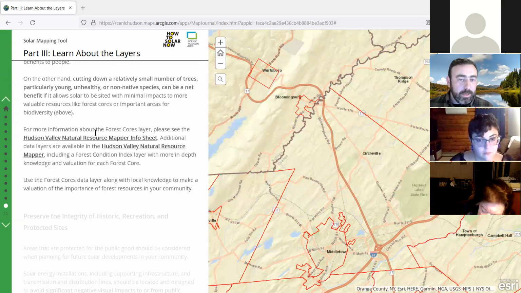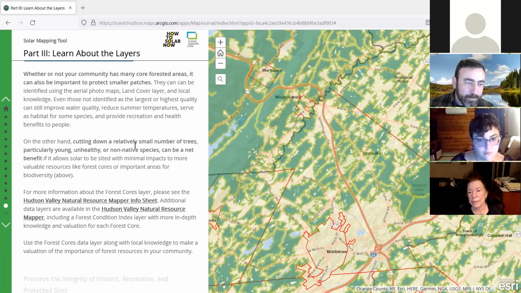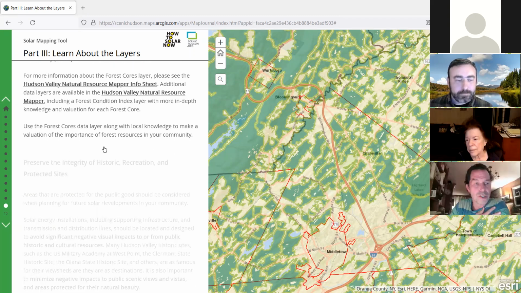Questions so far on either of the two biodiversity layers? I have kind of a general question. Please.